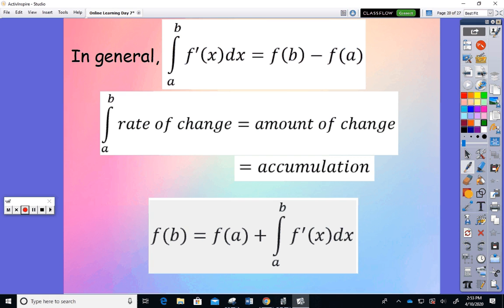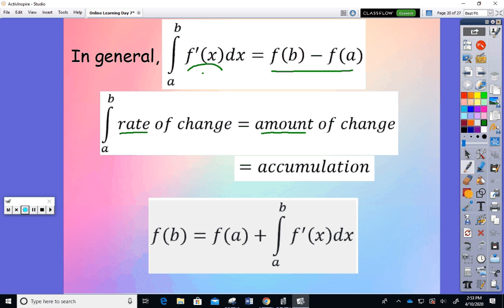So we know that in general, if you integrate f prime from a to b, you get f of b minus f of a. So again, if you accumulate, or if you integrate f prime of x, you're integrating a rate of change, and you wind up getting an amount of change. That's very important. So that's the accumulated amount. So I'm going to call that just accumulation.